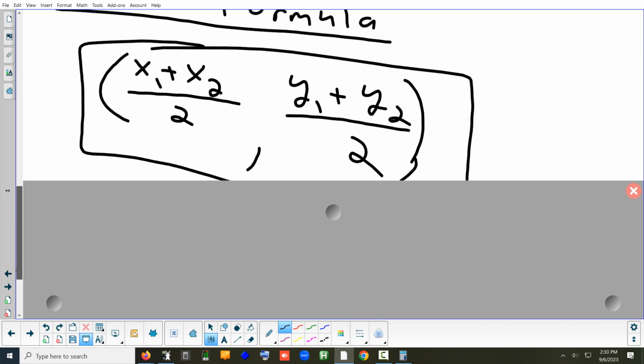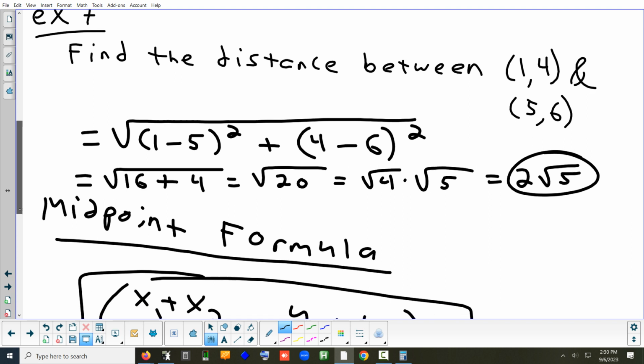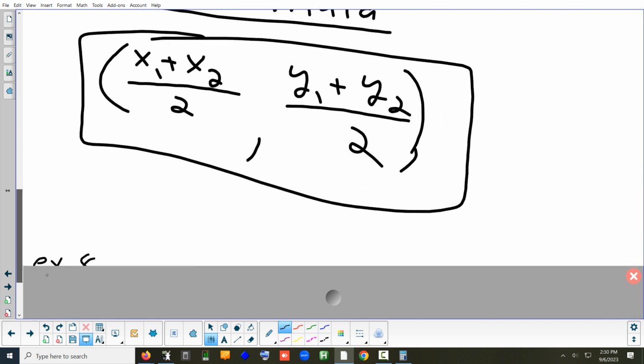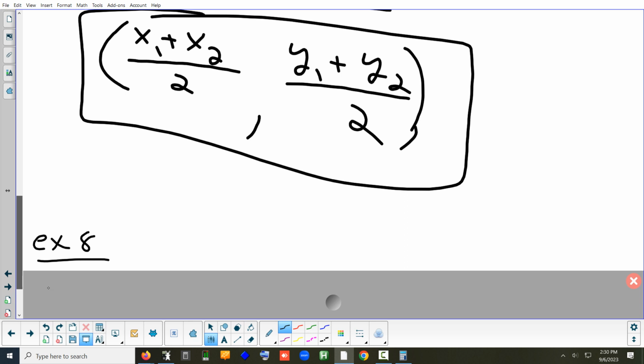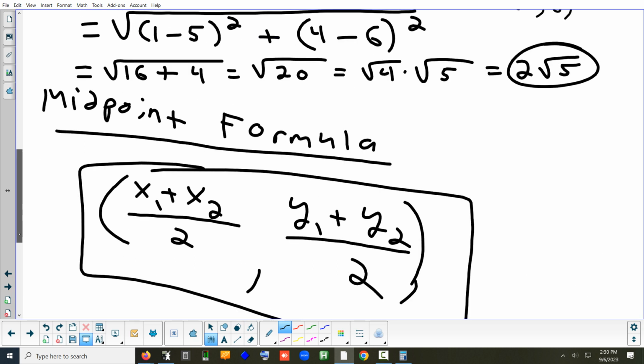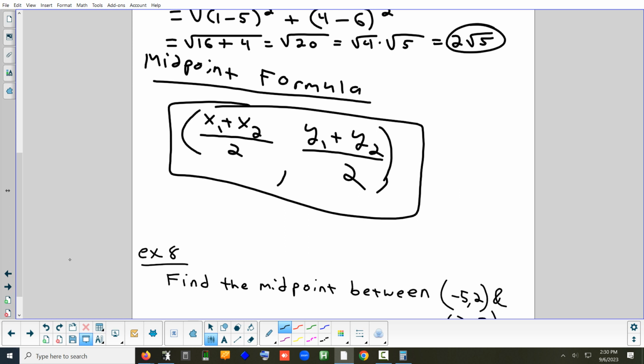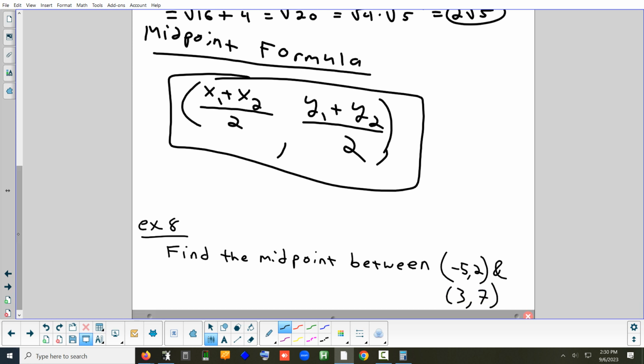I don't know why it's jumping around a lot. I'm not sure why. I'm going to do the problem up here because I got a little more space.